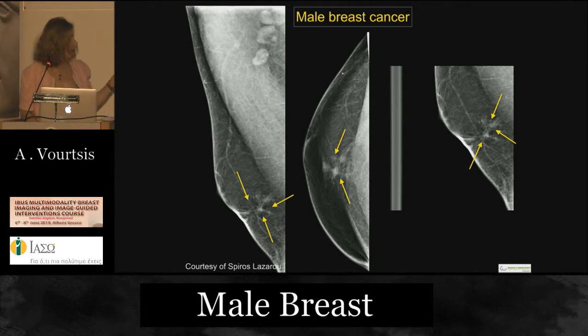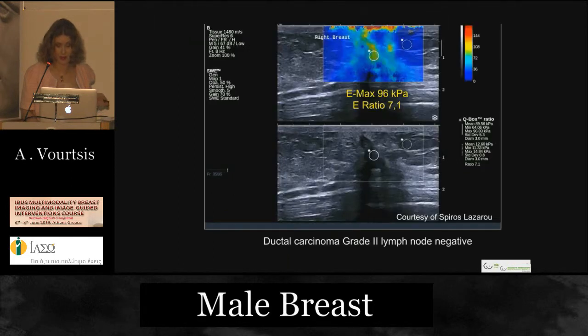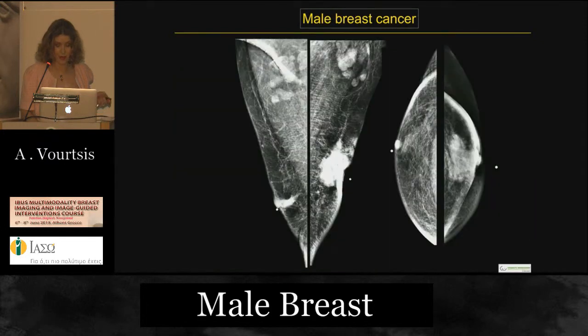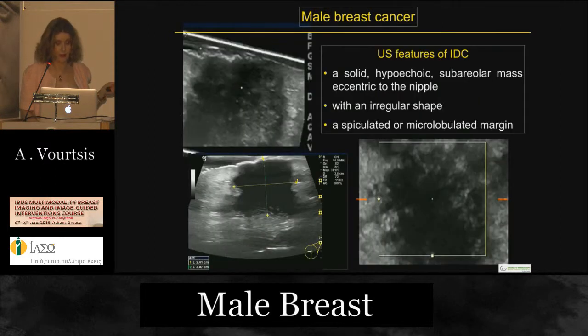This is another case. You can see here a suspicious lesion. You know this is not gynecomastia. And this was a ductal carcinoma grade 2 with lymph node negative. This is the shear wave elastography. This is an advanced cancer now in the left breast. It was an invasive ductal cancer. Another advanced cancer. You can see here the enlarged lymph nodes in the axilla and the corresponding breast ultrasound and 3D images.